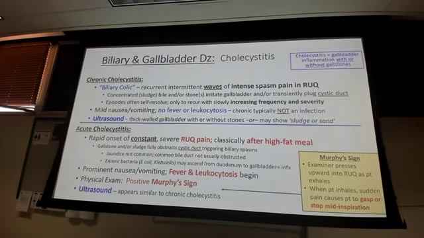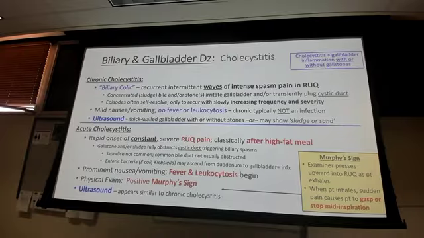All right, cholecystitis. So you can have an inflamed gallbladder, which is what cholecystitis is, from a stone, or you can have a cholecystitis without a stone or with a stone. There's different kinds. We have chronic cholecystitis and acute cholecystitis. Chronic cholecystitis, all this means is that somebody has a chronic inflammation of the gallbladder. Typically, when people have this, they're going to get these recurrent but intermittent waves of pain, right?